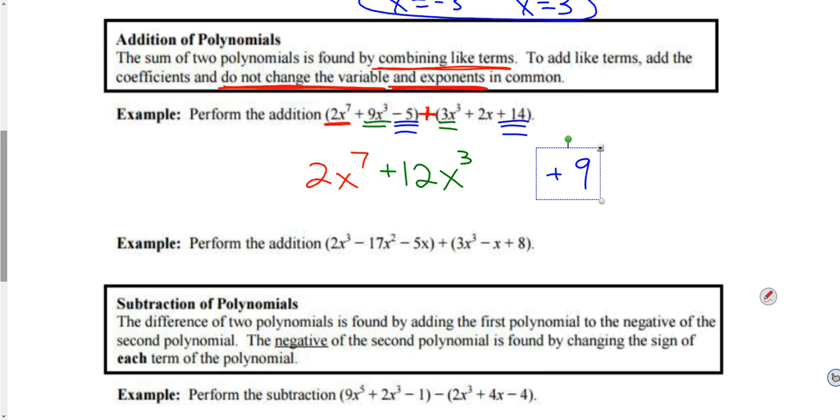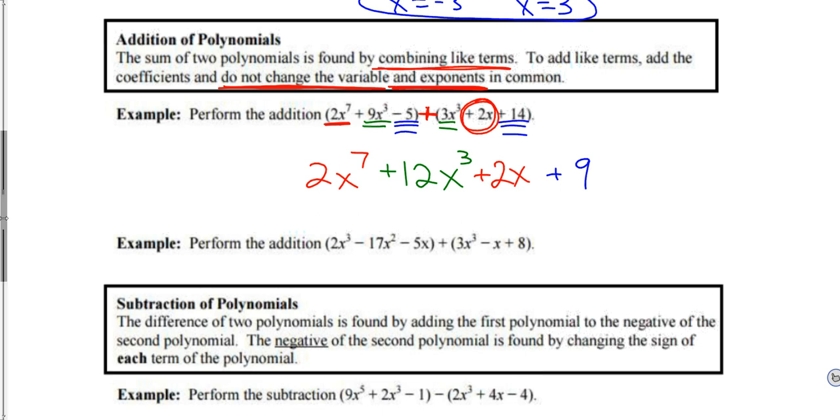I didn't even notice this one. It wasn't underlined or anything, so we can't miss parts. So that's just going to squeeze in right here. If you notice, when I write my answer, I try to go from the highest exponent down to the lowest exponent. That's the real answer.